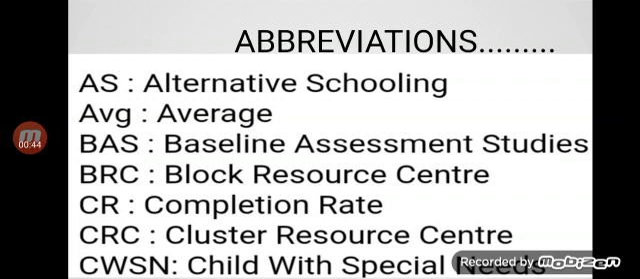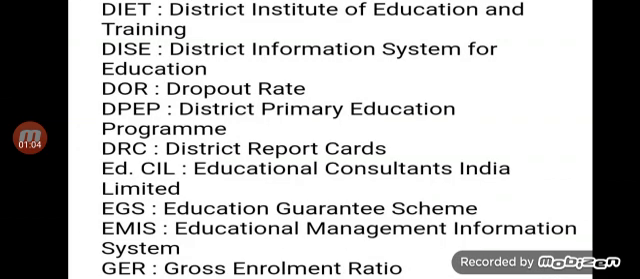Next, CR, which is called completion rate. Next abbreviation is CRC, which is called Cluster Resource Center. Next abbreviation is CWSN, which is called Child with Special Needs. Next abbreviation is DIET, which is called District Institute of Education and Training. Next, DISE, which is called District Information System for Education.